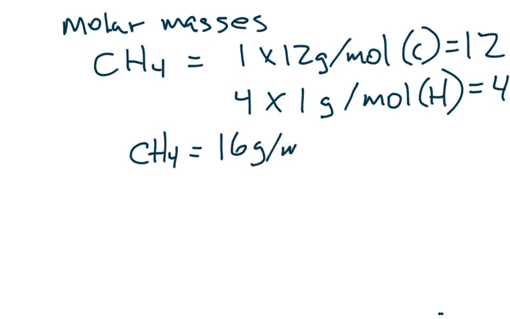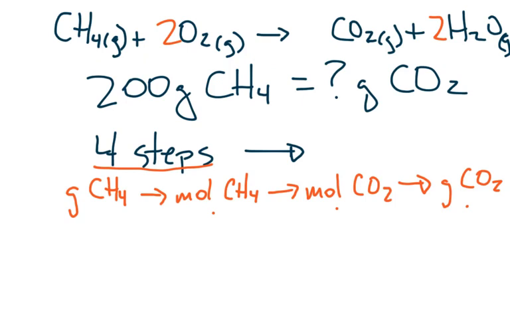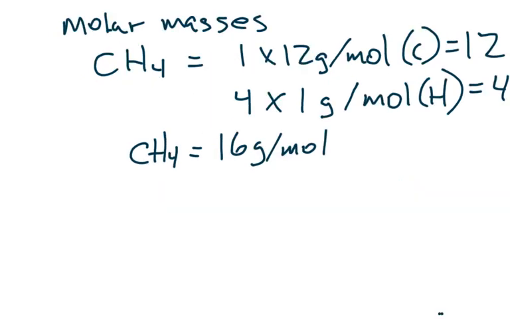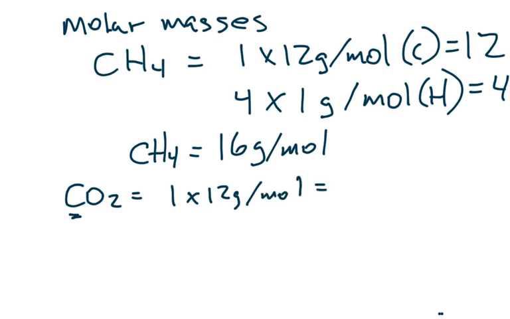grams per mole. We need also, and I'm just looking back to this, we need to know these things for this. We also need this for CO2. So CO2, I've got 1C, 1 carbon there, times 12 grams per mole equals 12 grams per mole.